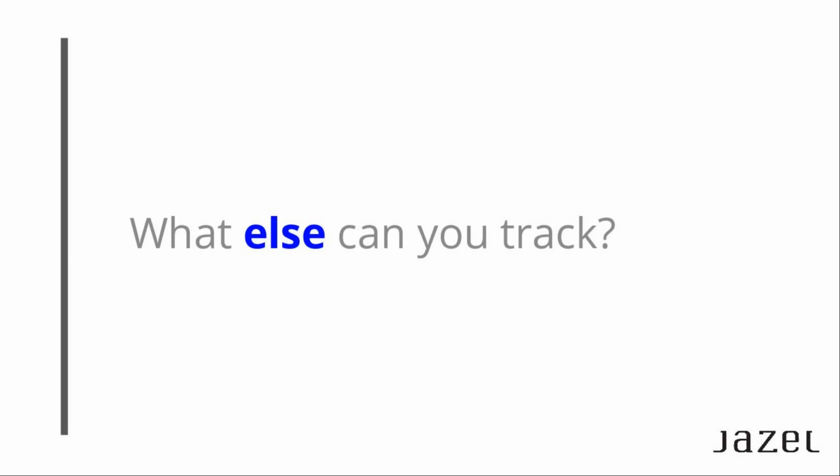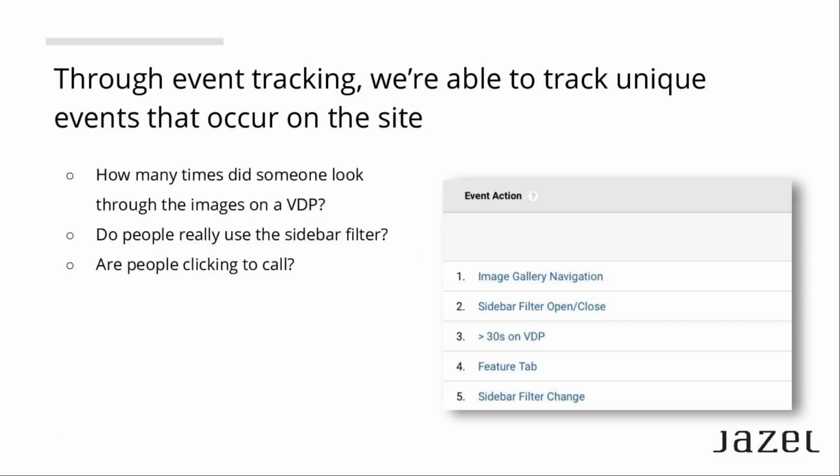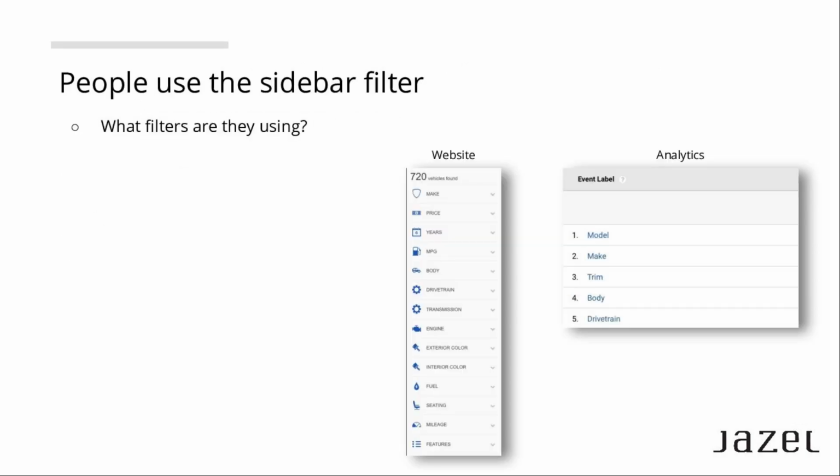Exactly. Thank you. And then that leads us to what else you can track. This is also still from Analytics 101, so I'll try to breeze through it as quickly as I can. But event tracking: you're able to track unique events that occur on the site, like how many times did someone look through the images on a VDP, or are people really using the sidebar filter? These are all actions that you're able to track through event tracking.